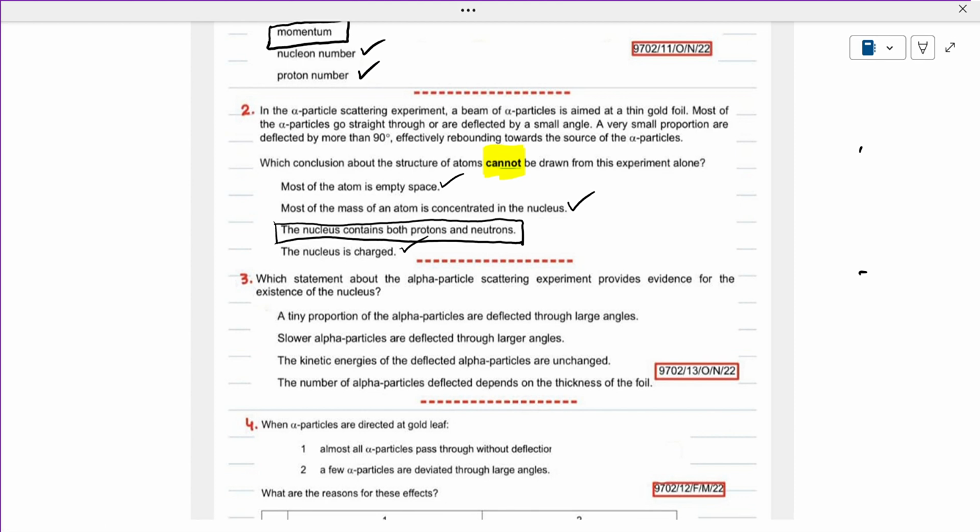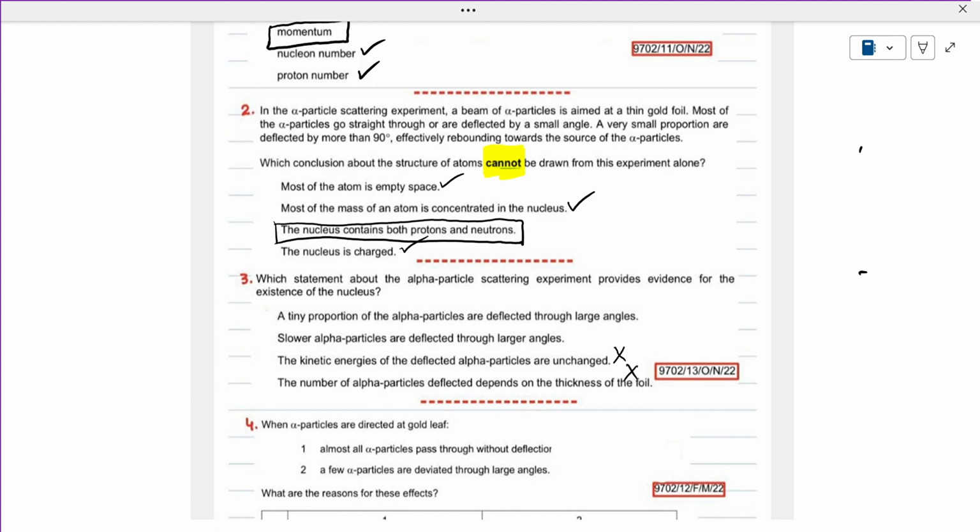So now we have to discuss which is the evidence of the existence of the nucleus. Option: the number of alpha particles deflected depends on the thickness of the foil. No, that doesn't depend on the thickness of the foil. The kinetic energies of the deflected alpha particles are unchanged. That's not true, because in the first MCQ we discussed that the momentum was changed.